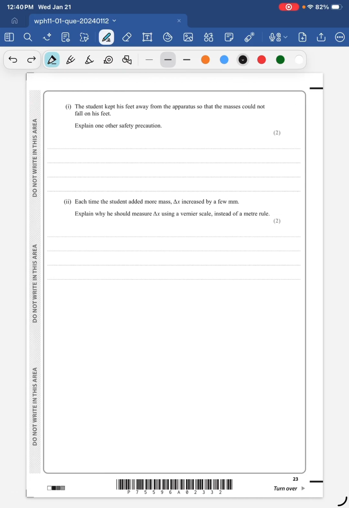Part I. The student kept his feet away from the apparatus so that the masses could not fall on his feet. Explain one other safety precaution. So you need to use safety glasses.